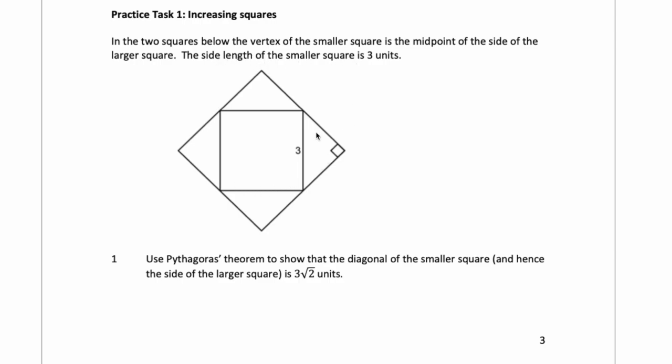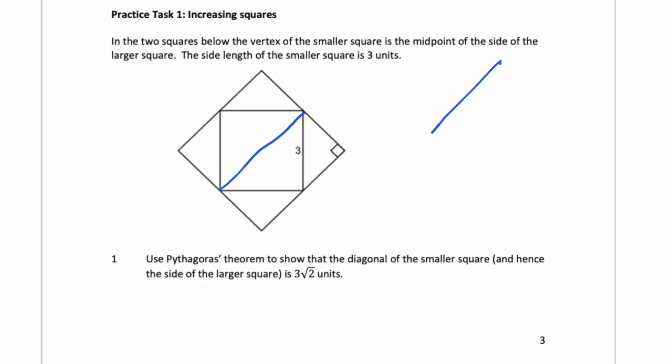Okay, next let's look at this pattern of increasing squares in the two squares below. We can see what's happening here. These are midpoints, and this is 3. And we have a square instead of a square, basically. So we're going to show that the diagonal of the smaller square is 3 root 2. Okay, so let's do that.